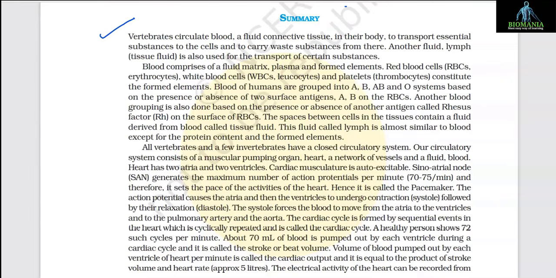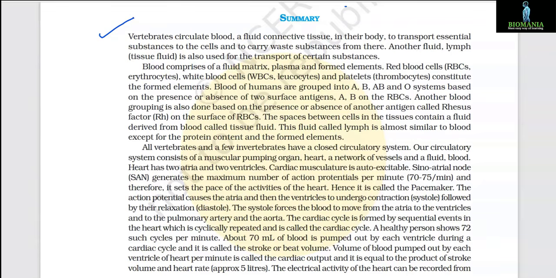Summary. Vertebrates circulate blood, a fluid connective tissue, in their body to transport essential substances to the cells and to carry waste substances from there. Another fluid, lymph or tissue fluid, is also used for the transport of certain substances. Blood comprises a fluid matrix, plasma, and formed elements. Red blood cells, white blood cells and platelets constitute the formed elements.